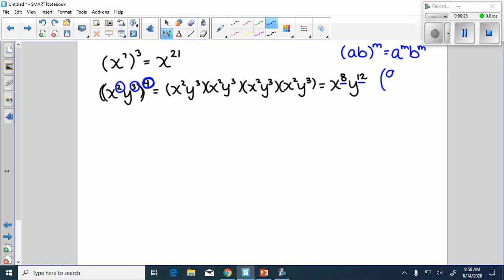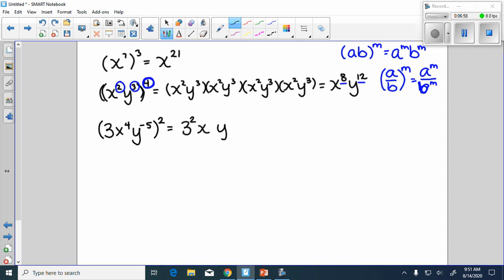The rule is the same if we have a fraction. A quotient to a power means hook the power to the top, hook the power to the bottom. So if I have 3x to the 4th, y to the negative 5th, and I want to square that, that 2 is hooked onto all of the pieces. Okay, and don't forget to hook it onto any of the numerical values out there as well. 4 times 2 is 8. Negative 5 times 2 is negative 10.